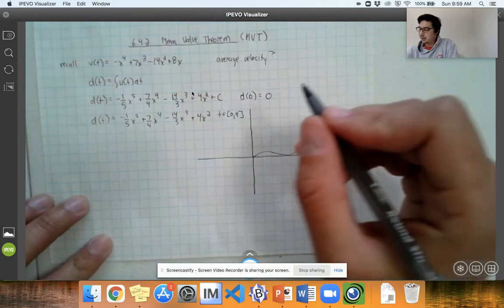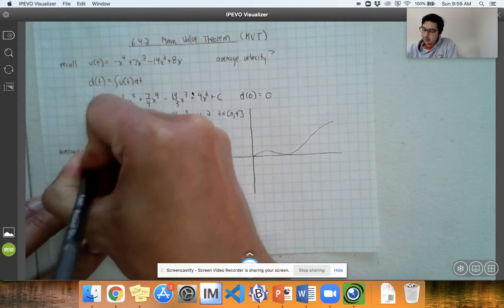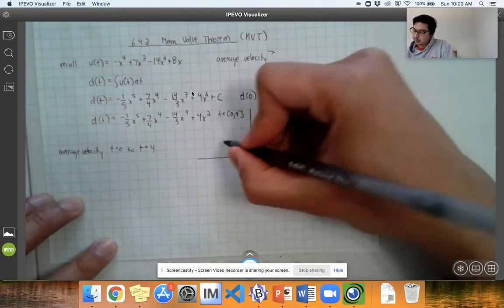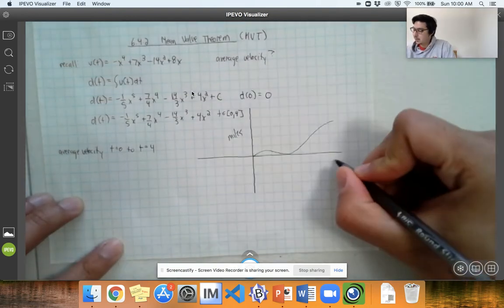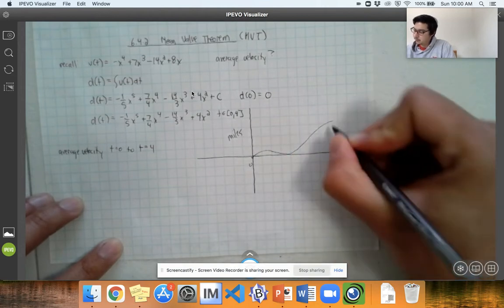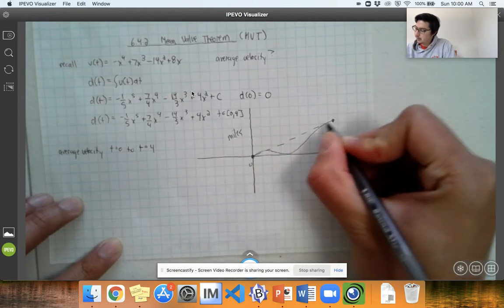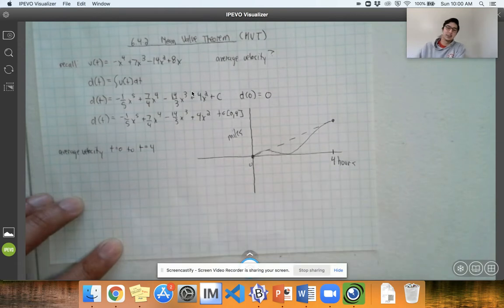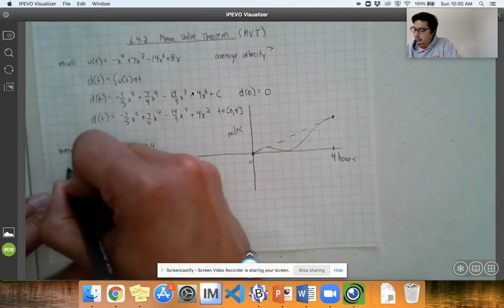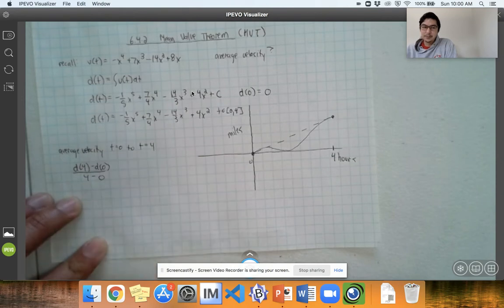All right, so what's your average velocity? So average velocity here over the course of t equals 0 to t equals 4, well, since this is a displacement graph, we're talking about this is miles and this is hours, your average velocity from 0 to 4, well, we're talking about what's the slope of this line. Because velocity, remember, is the slope of a displacement or distance graph. So to find the slope of this graph, we would have to do d of 4 minus d of 0 over 4 minus 0.